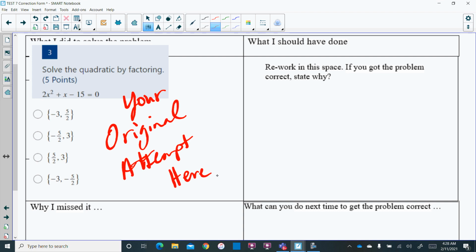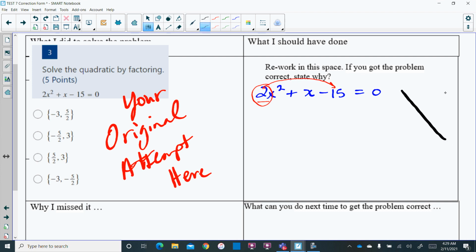And then this one is already equal to 0. So we have 2x squared plus x minus 15 equals 0. But the problem on this one is that we have a coefficient. So you had to take that coefficient and multiply it to the last term.